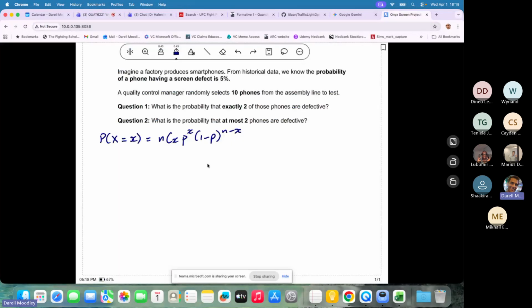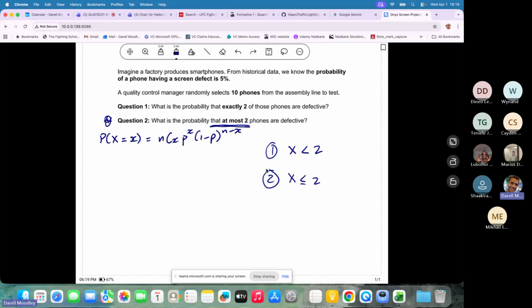All right. So now we're going to do question 2. The first part is, let's understand what they're trying to ask us and express it mathematically. They want us to figure out what is the probability that at most 2 phones are defective. At most 2 phones. So my question to you is, which one of these mathematical representations represents at most 2? Is it X less than 2, or is it X less than or equal to 2? So is it option 1 or is it option 2?